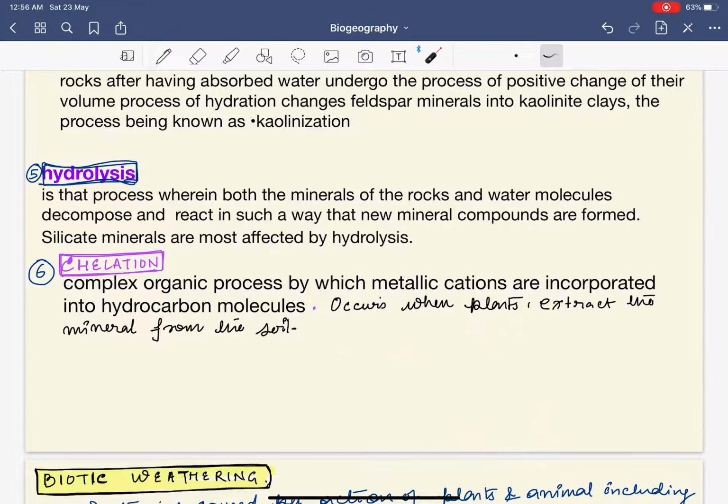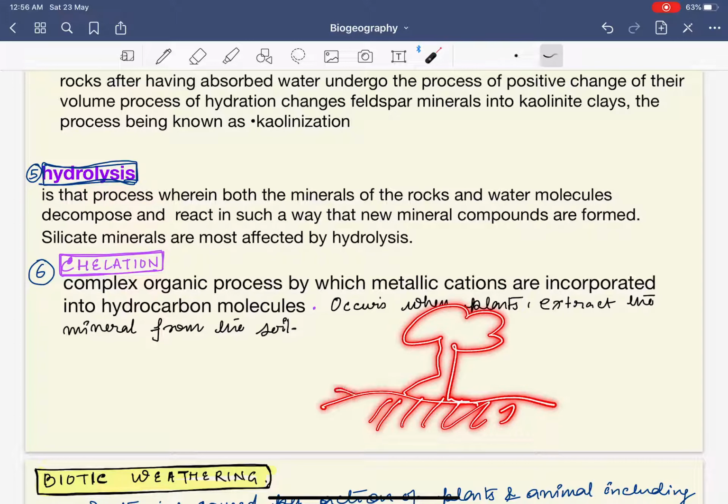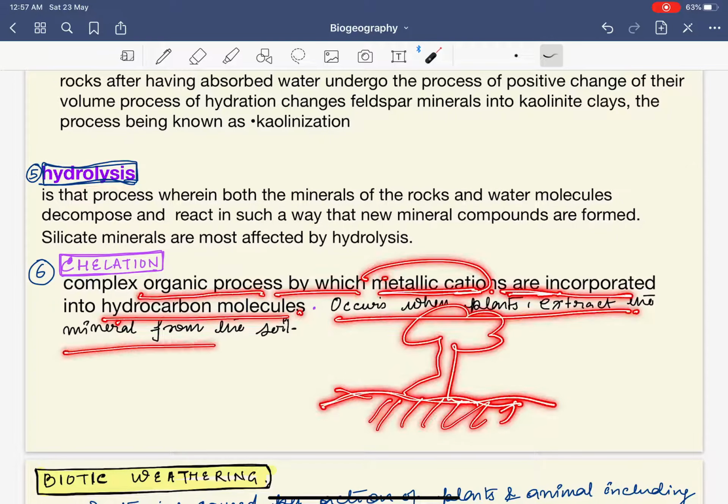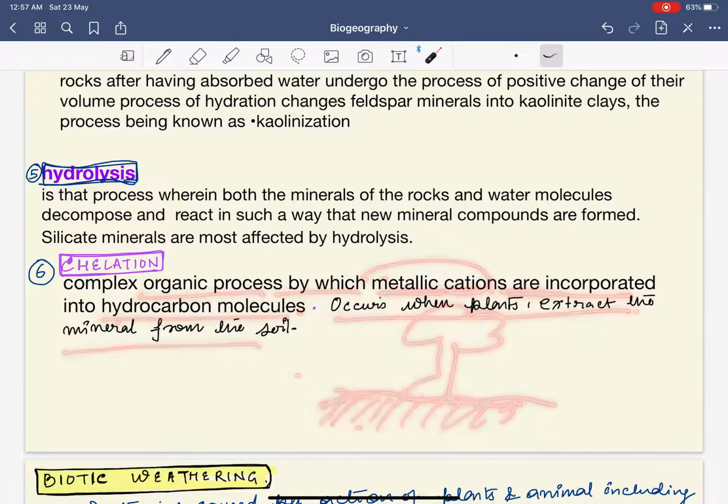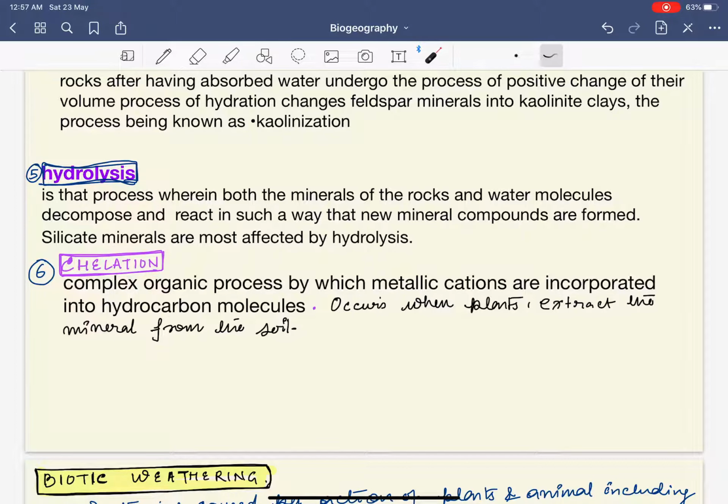Within the soil, the plants actually extract the minerals from the soil, or take away the metallic cations incorporated. It is a complex organic process by which metallic cations are incorporated into hydrocarbon molecules. When plants extract the minerals from the soil, the soils are deprived of these minerals, and as a result there would be weathering. Such a thing can also happen over a rock surface on which plants are growing. They will extract the minerals out of this rock, resulting in disintegration.